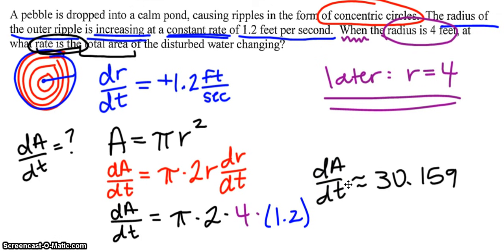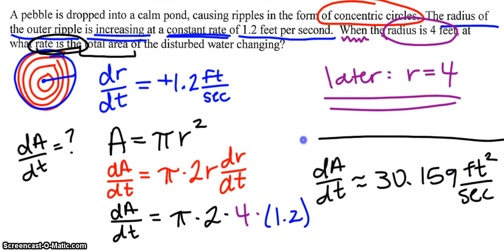But now let's think about what units should go on here. Oh, it's the rate of change of area. So area is measured in some kind of square units. So I think we're going to say feet squared. And then our time? Oh, seconds. I see it, per second. It's in the story. I like these stories that have titles.